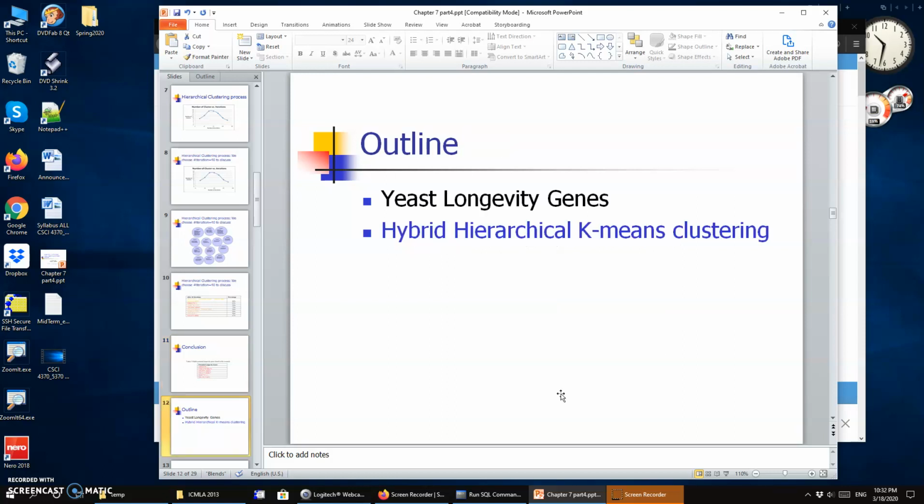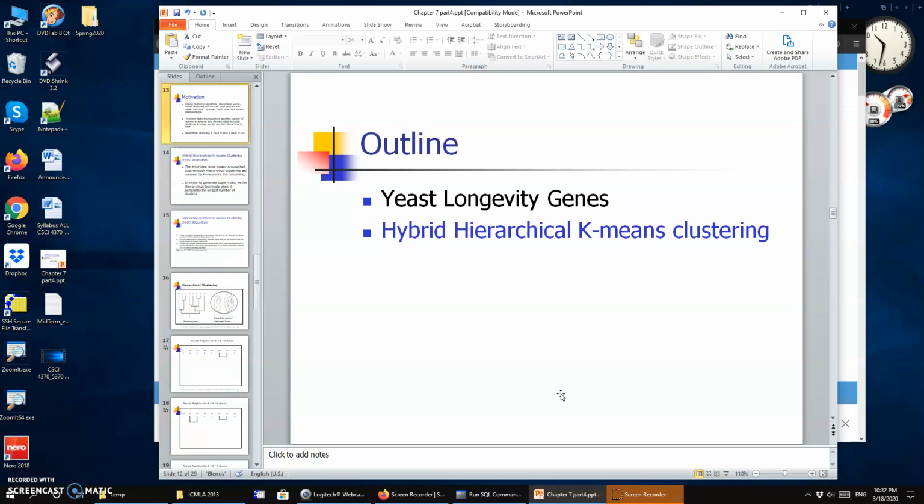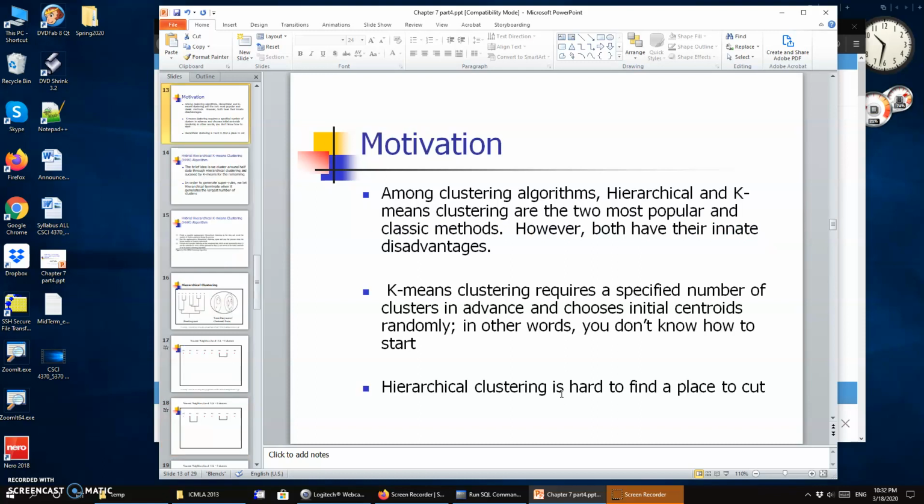Now, I want to continue by talking about another interesting clustering algorithm that combines hierarchical clustering as well as k-means clustering. And in fact, I'm the one who developed this clustering algorithm. So let's take a look at this algorithm. The motivation is this: among all clustering algorithms, hierarchical clustering and k-means clustering are the 2 most popular.